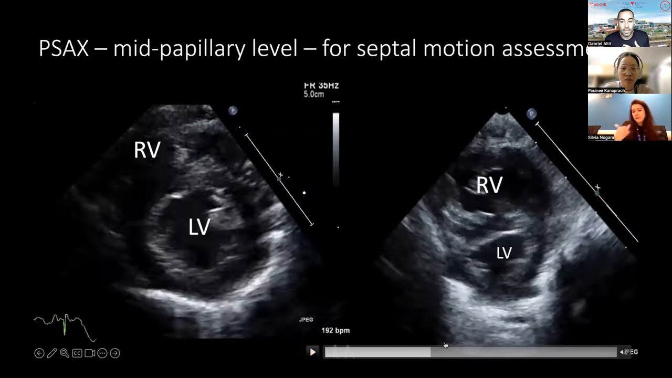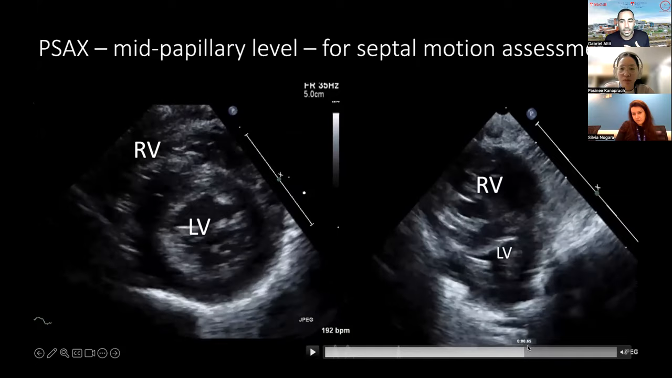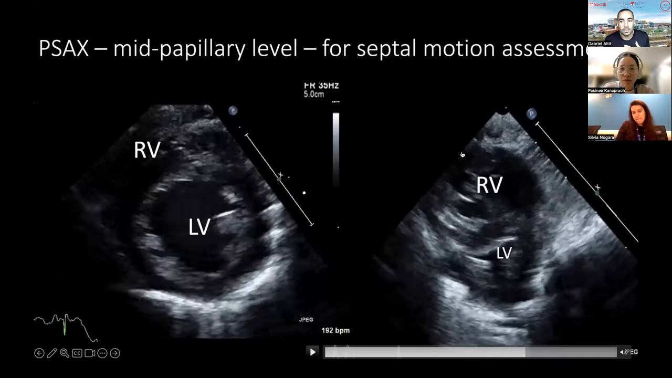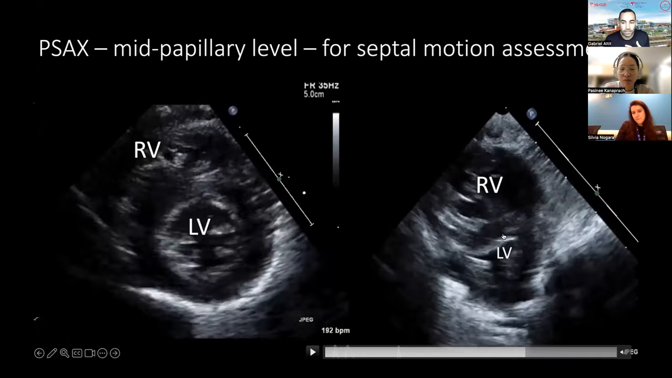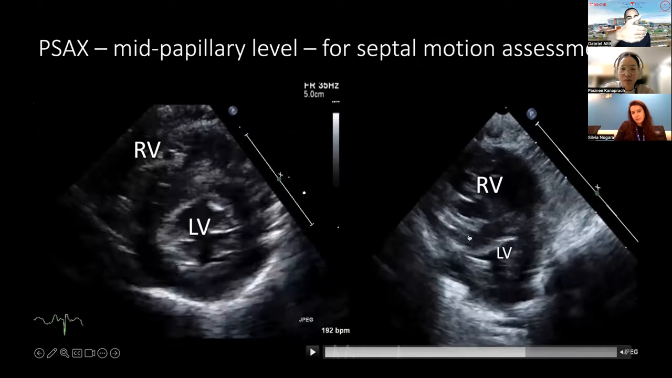Here, I think it's even bowing. I think it's even going inside the LV cavity in systole. You can see it's going almost like this, so it's compressing your left ventricle a bit. So bowing means that the septum is going towards the LV.